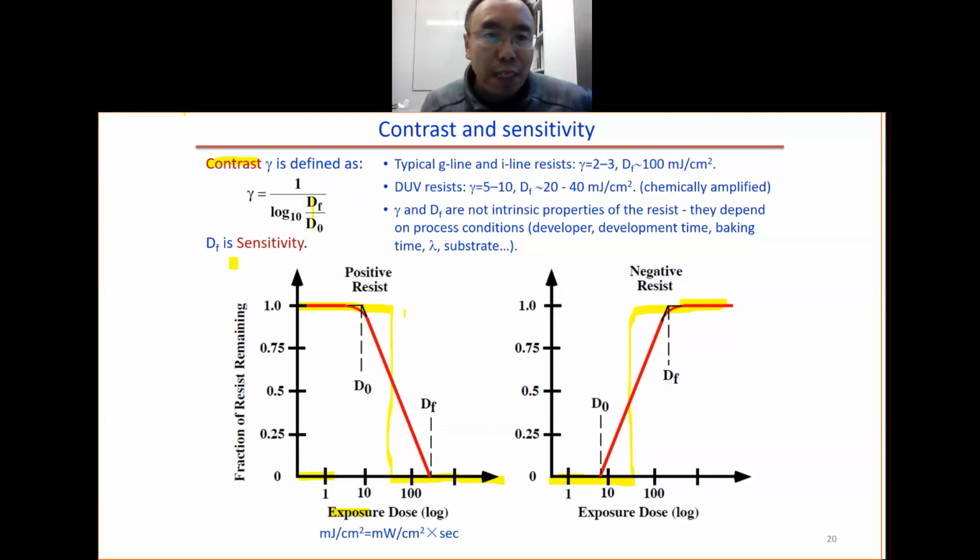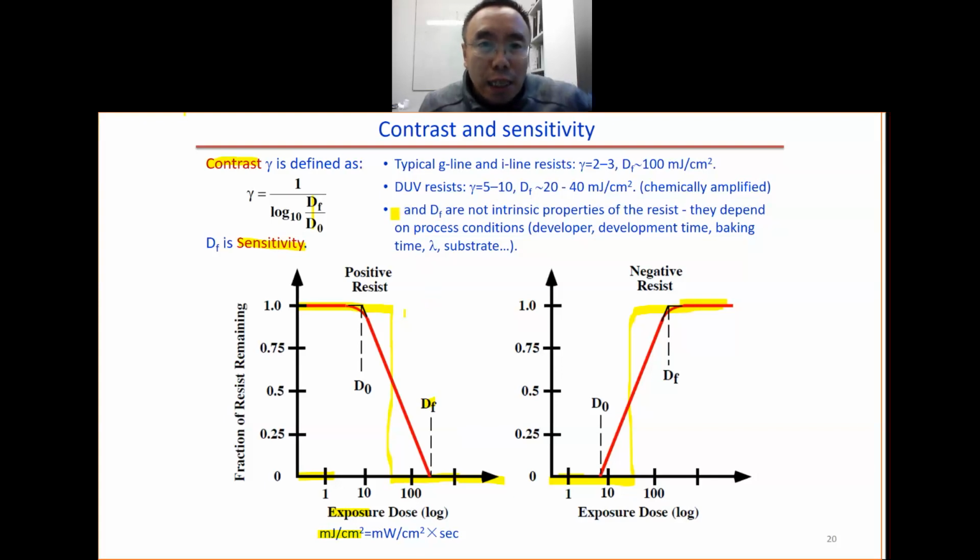So another property is the sensitivity. How much dose do we need? That is defined by this Df value. The Df value is the dose we need to develop the resist to the bottom, for the positive resist. So the lower the dose, the better. The unit for the dose is millijoule per square centimeter. How much energy we need per area of the exposure. So again, for the typical I line and G line resist, the sensitivity is about 100 millijoule per square centimeter. For deep UV resist, chemically amplified, the sensitivity is much higher.